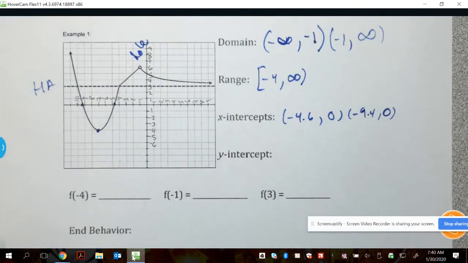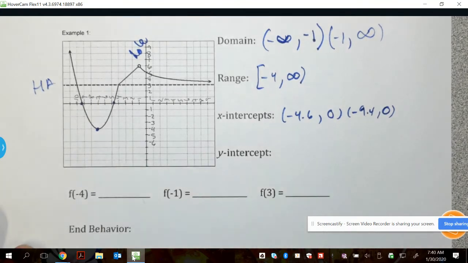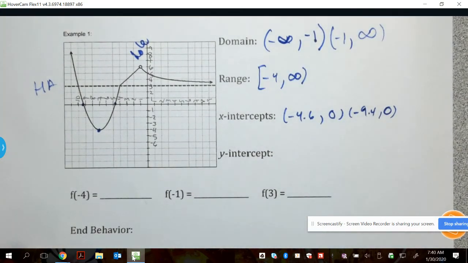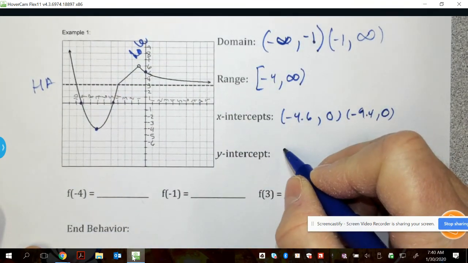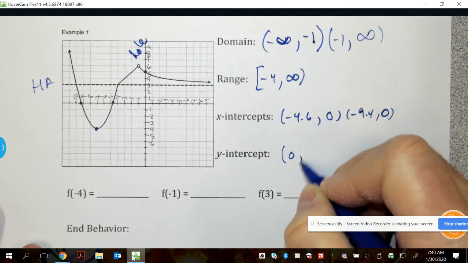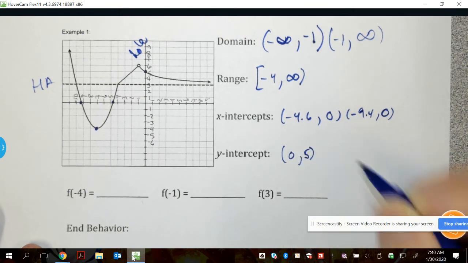There we go. What about the y-intercept? Can you read that? Is that a nice number? Oh, yes, it is. It's this point right here. What is it? Okay. Thank you. Ooh, good job. Nice recovery. 0.5.